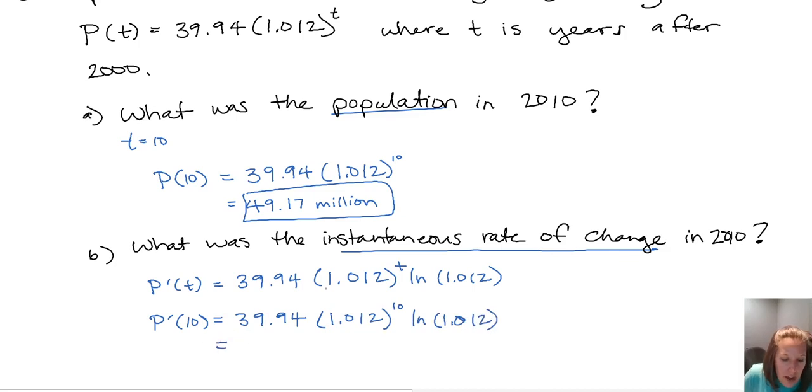And that value is 1.02. Our units on this are going to be millions, just like our population, but since we're taking this derivative with respect to time, it's going to be divided by our unit on time. That means that this population in the year 2010 was growing at a rate just slightly more than 1 million people per year.